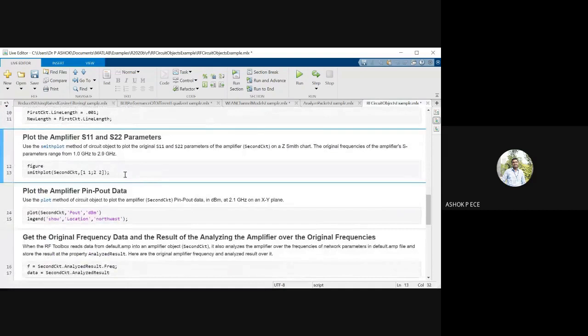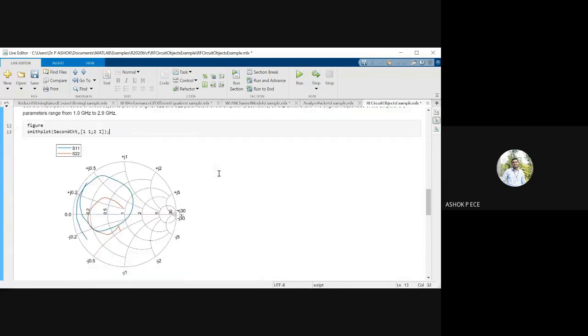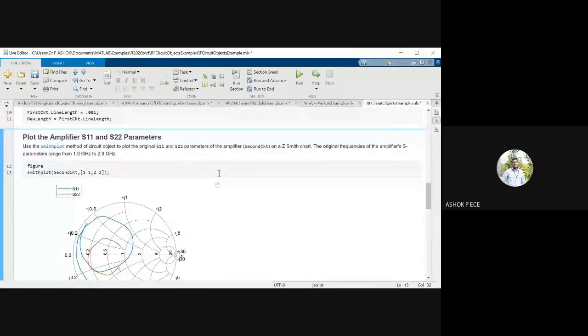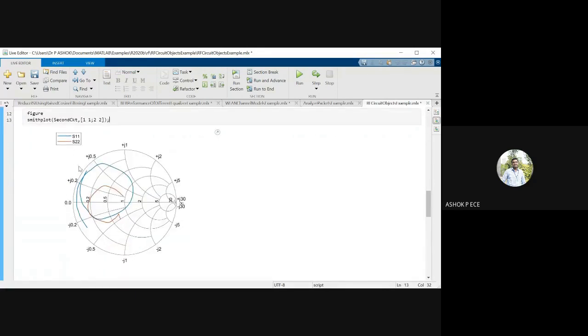Now I'm plotting the Smith chart of the second circuit alone. The second circuit is the amplifier, and for the amplifier alone I'm plotting the Smith chart. You see the frequency is varying from 1 to 2.9 gigahertz, and the S parameters are 11, 22, which means it is a 2 by 2 matrix. So I plot only S11 and S22.